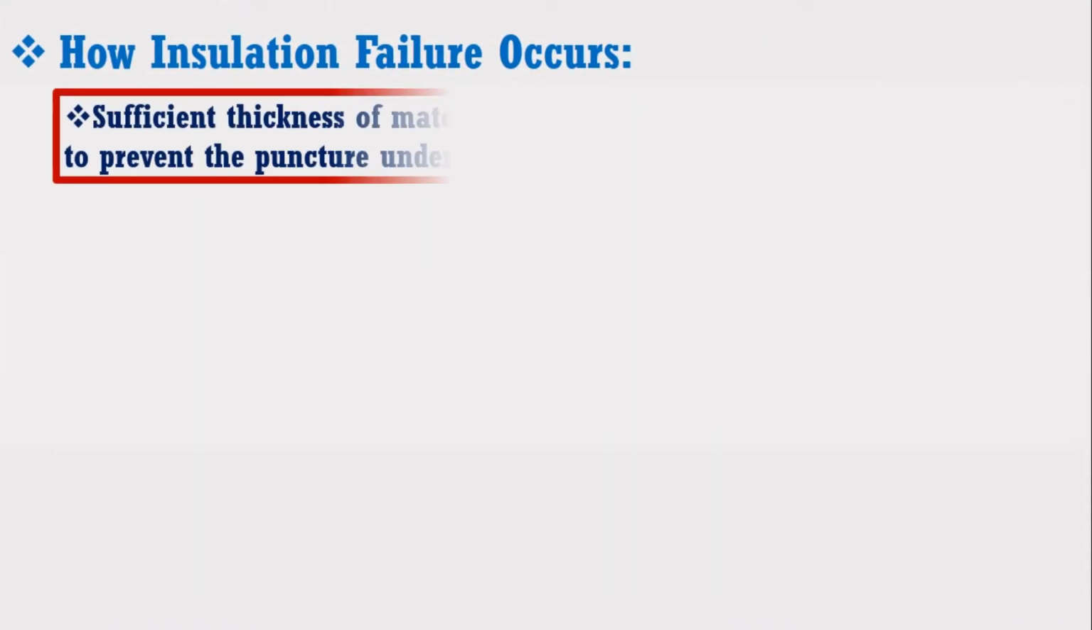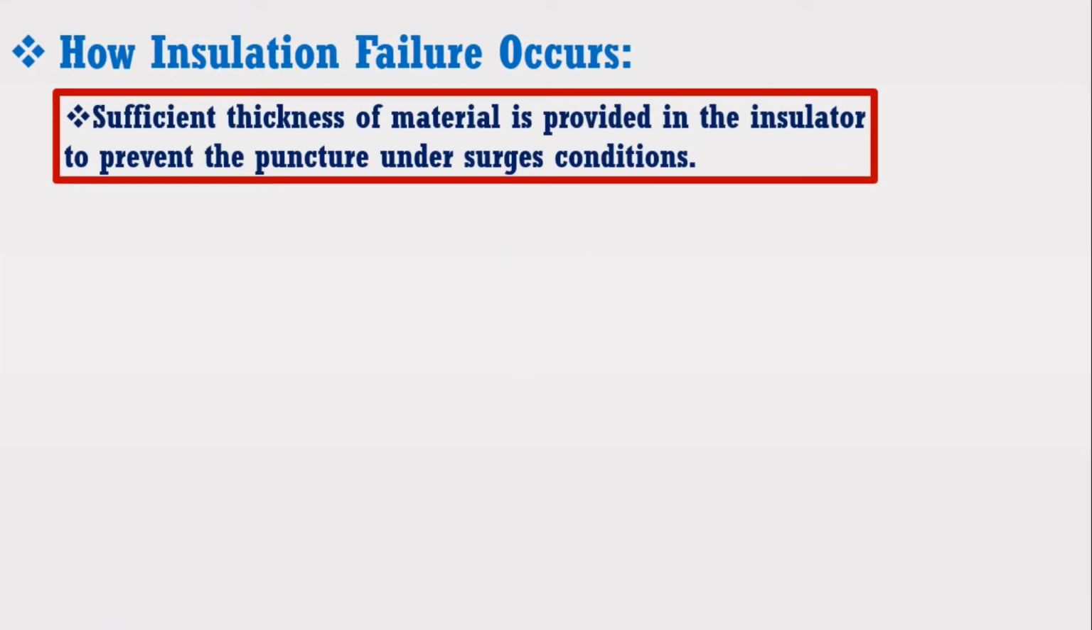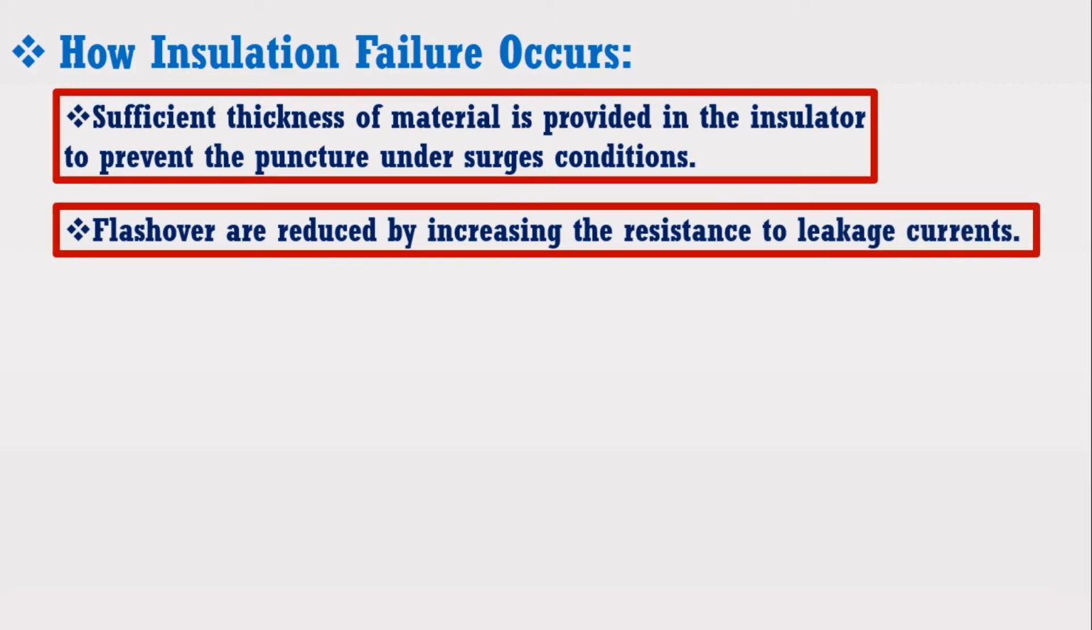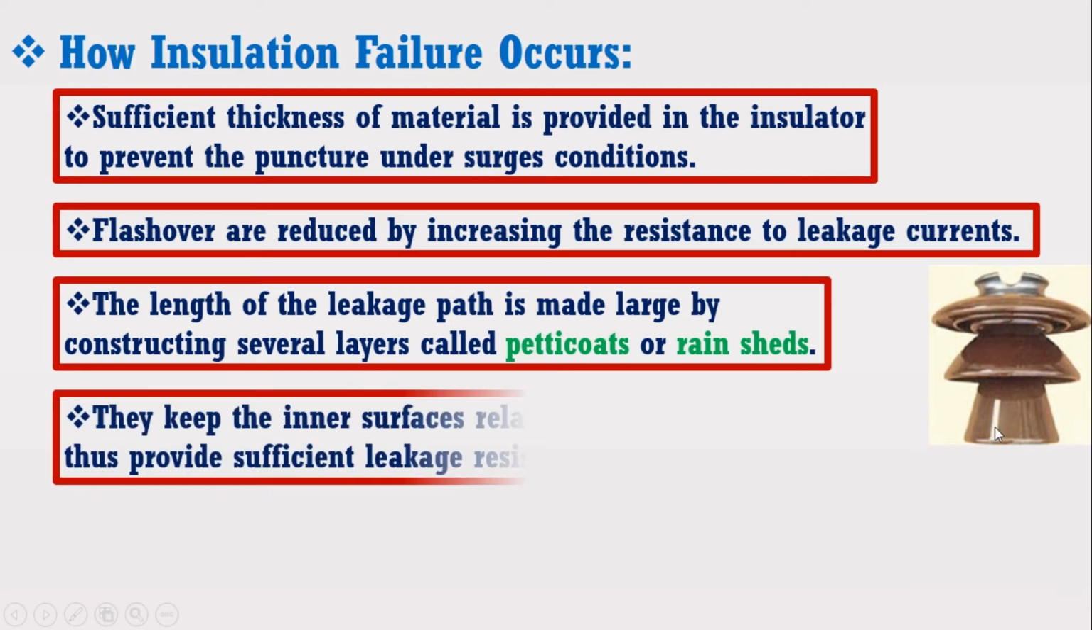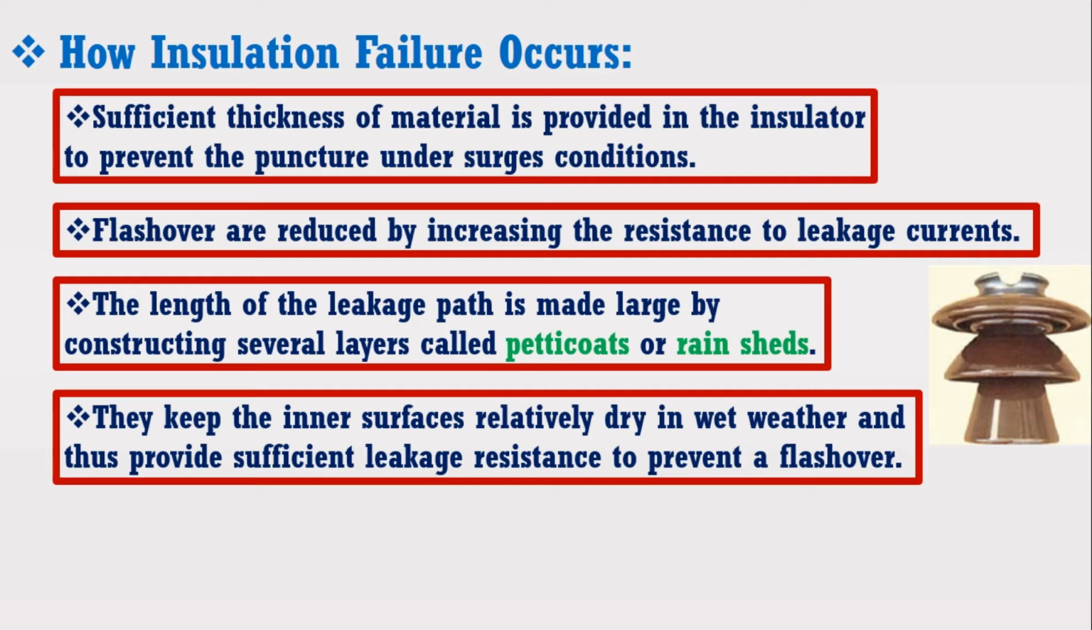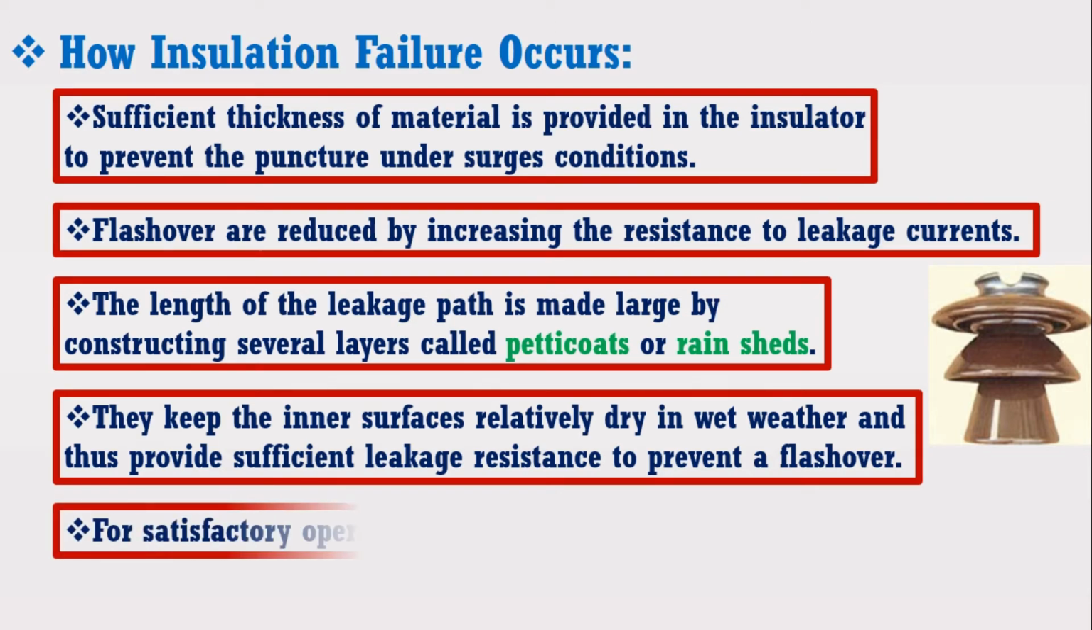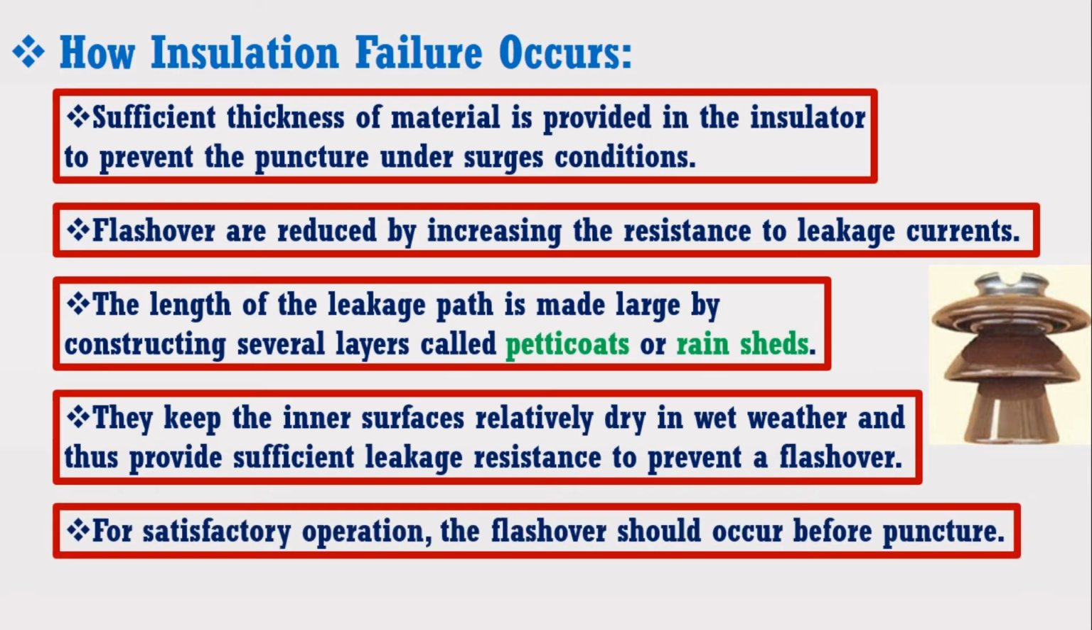Sufficient thickness of material is provided in the insulator to prevent the puncture under surge conditions, whereas flashovers are reduced by increasing the resistance to leakage currents. The length of the leakage path is made large by constructing several layers called petticoats or rain shades. They keep the inner surfaces relatively dry in wet weather and thus provide sufficient leakage resistance to prevent a flashover. For satisfactory operation, the flashover should occur before the puncture.